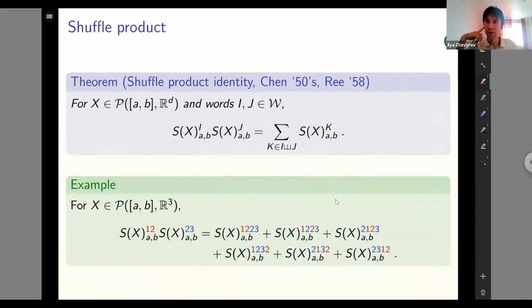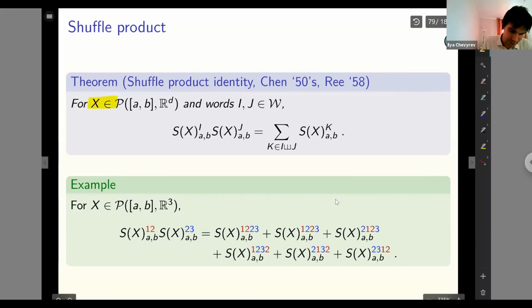This was the theorem that I presented right at the very end, after a question as to why the shuffle product is what it is. The reason that we introduced the shuffle product is because it yields a very elegant identity for the product of two signature terms. So the content of the theorem is, let's look at a path X over [A, B] into R^d, and two words I and J.